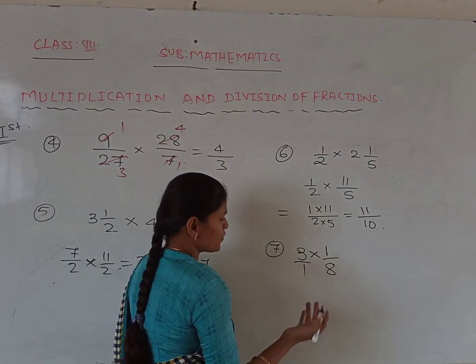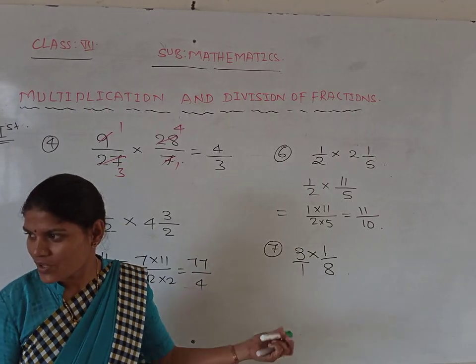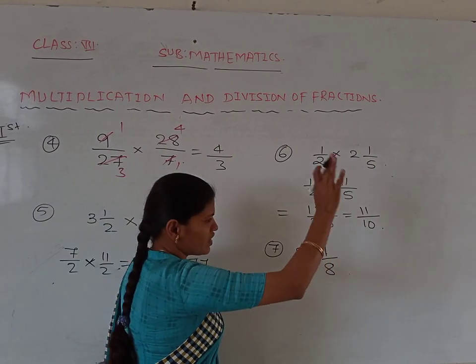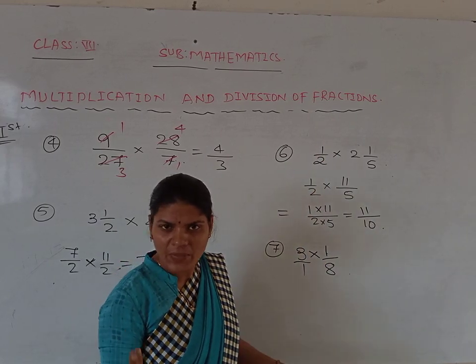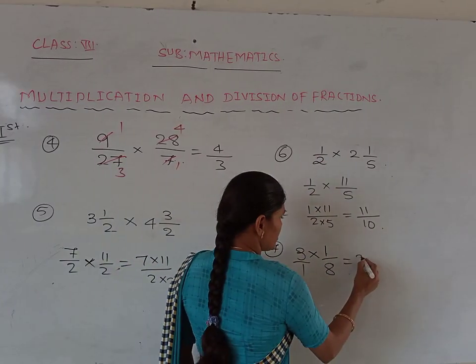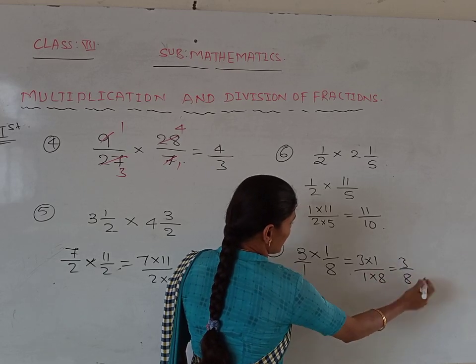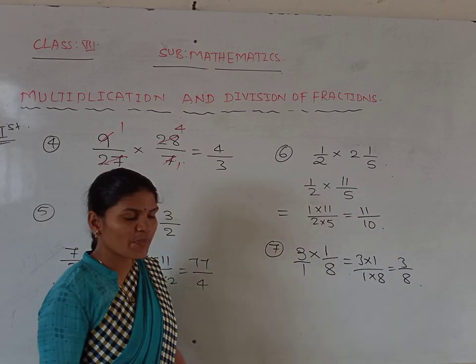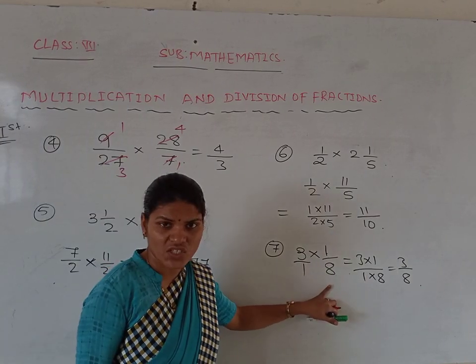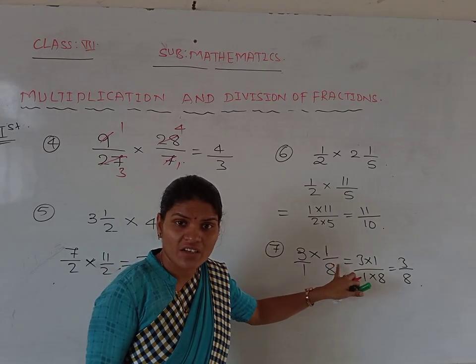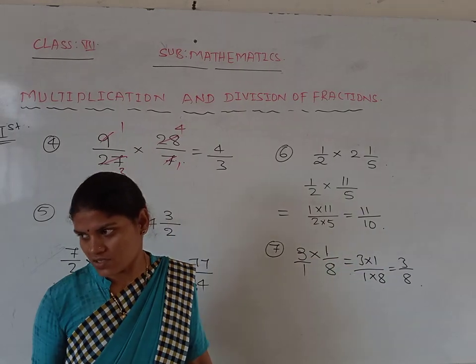So for the last one, how do we do it? You can write 3 by 1, which is also a fraction. 1 by 2, 8 is also a fraction. 1 1s are 1, 1 1s are 1. You can cancel or keep as it is, no issue. So 3 into 1, 1 into 8. Your answer is 3 by 8. If you are multiplying a whole number by a fraction, directly multiply that whole number by the numerator and keep the denominator as it is.